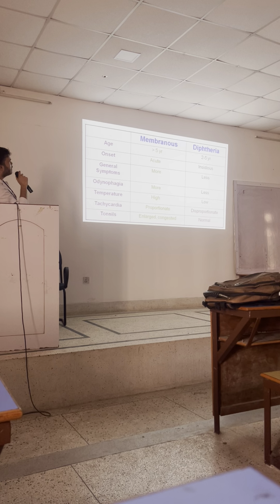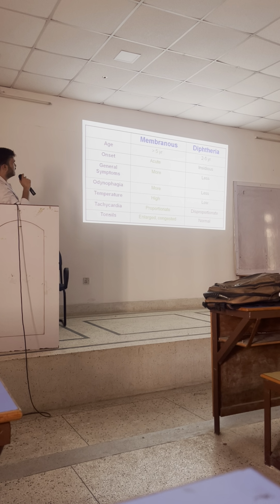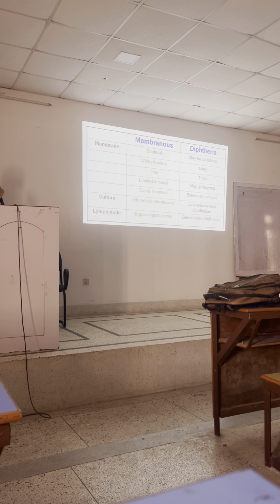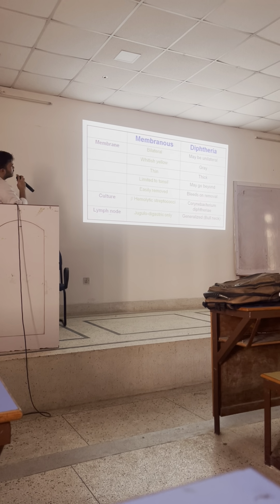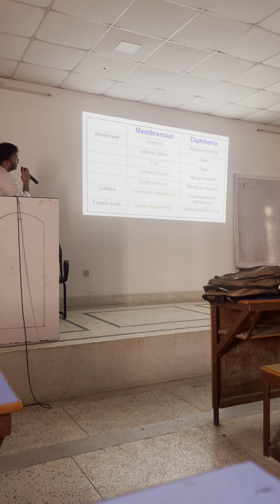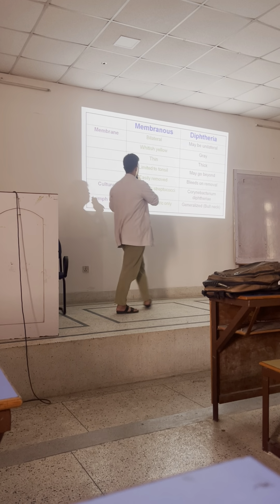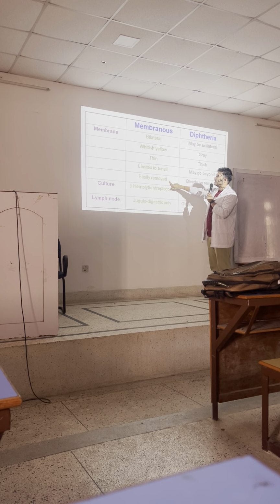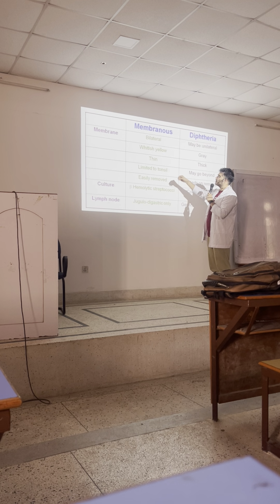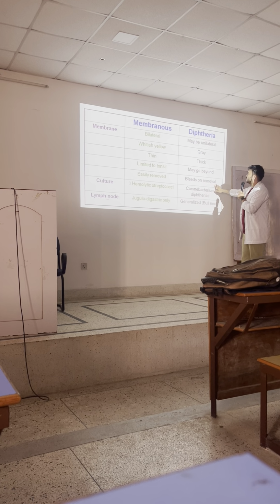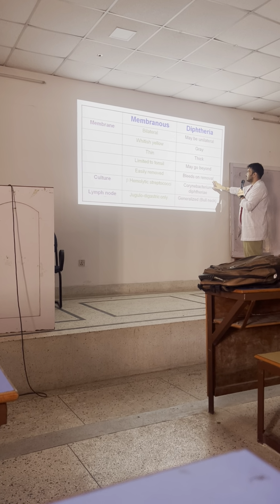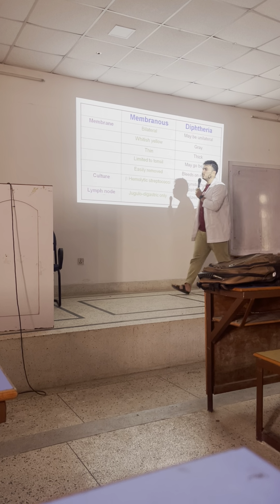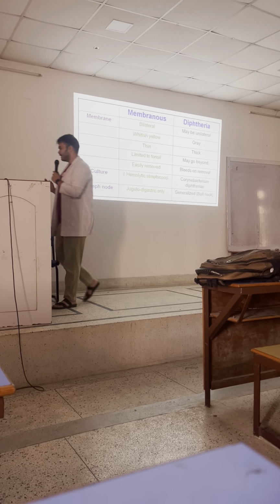Now, this is most important: the difference between membranous tonsillitis and diphtheria. In membranous tonsillitis, the membrane is actually a pseudomembrane, which is why it can be easily removed. But in diphtheria, it bleeds on removal. There will also be a bull neck in Corynebacterium diphtheriae.